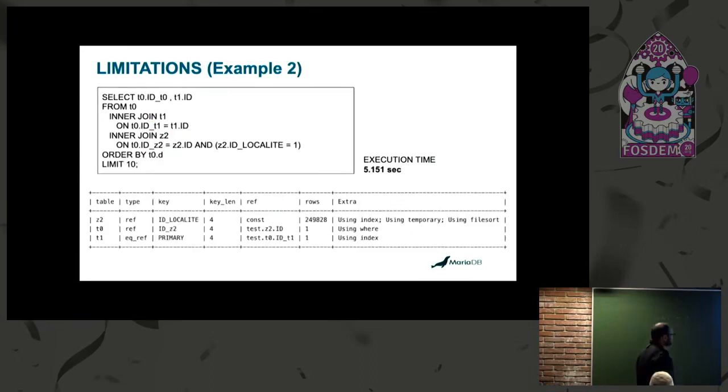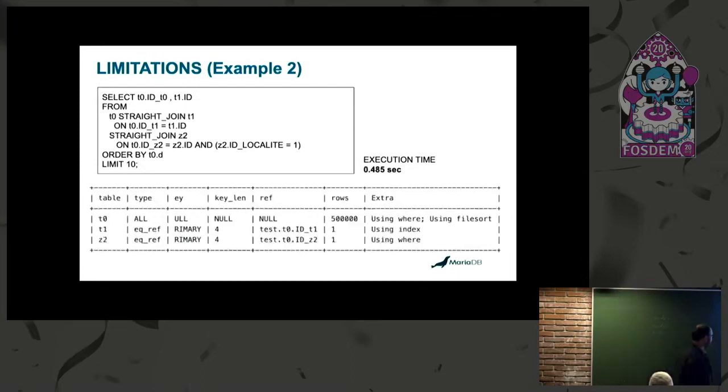Now here is another example where you again have order by T0.d, but you don't have an index on this column. The join optimizer again picked an approach using a temporary table plus file sort. Now if I try to force the join order, in this case it's using file sort on the first table, and because it's using file sort on the first table, the output is ordered. It can just go ahead and shortcut the execution as soon as it gets the limit records. No need to compute the entire join again.